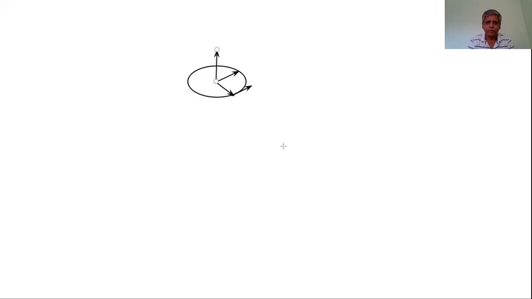This is linear velocity, this is the radius vector, this is angular displacement. Here we cannot represent the angular displacement symbolically. If this distance from point A to point B is S, the linear displacement, this point is A, and this point is B.